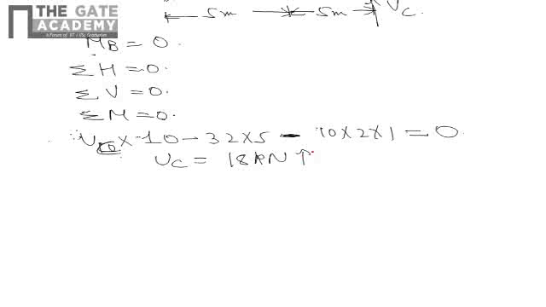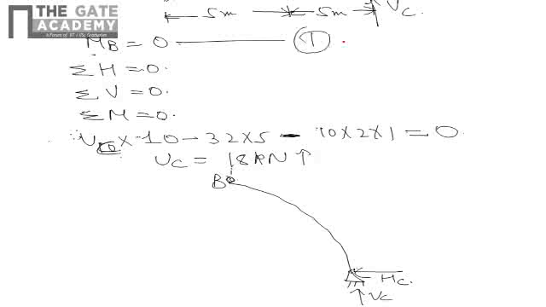once VC is known, let us split this structure into two parts. Let us take this arch like this, VC, and HC acting here. Let us assume that direction to be on left side. So this is point B, and from this condition that is marked as 1, moment about B, be it BC or AB, should be equal to 0.